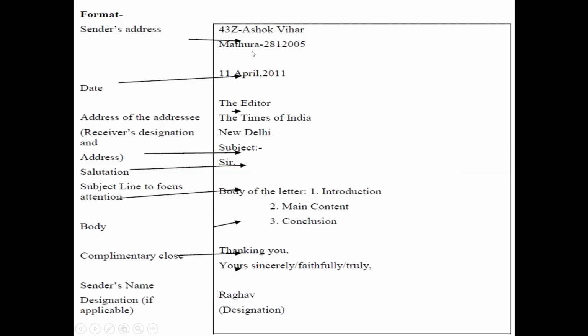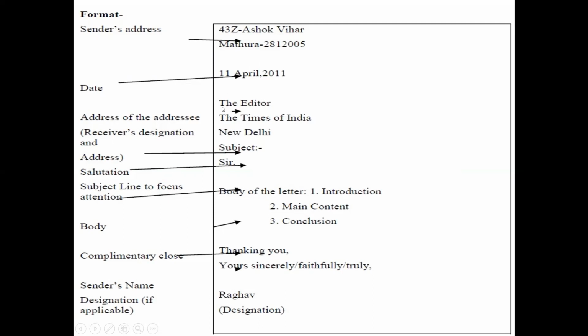So, after the sender's address, you have to leave a space. After that, you write the date, and after that, you leave a space, which is followed by the receiver's designation and address. So, this is the designation, the editor, then The Times of India, New Delhi. This is the receiver's designation and address. You have to write the address of the addressee in this format.